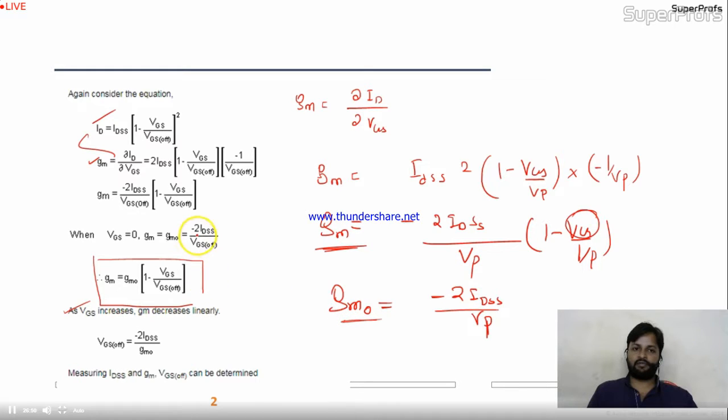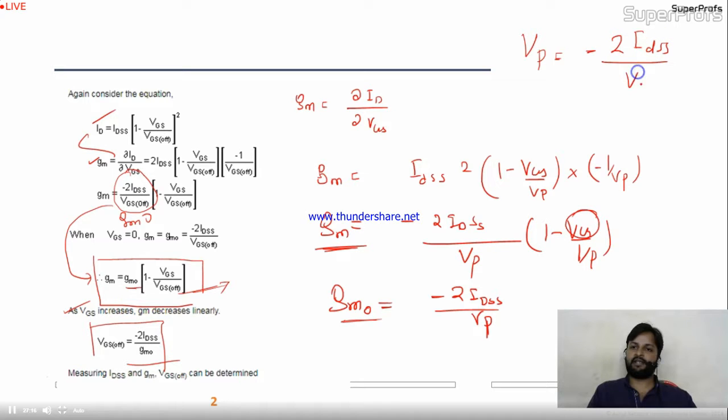So our equation will remain with, see, this term is gmo. So now the new equation will be gm equal to gmo times 1 minus VGS by VP, where this VP is nothing but your pinch off voltage. Is it okay to you? So pinch off voltage, if you want, minus 2 IDSS divided by gmo is given. I hope it's clear to you.